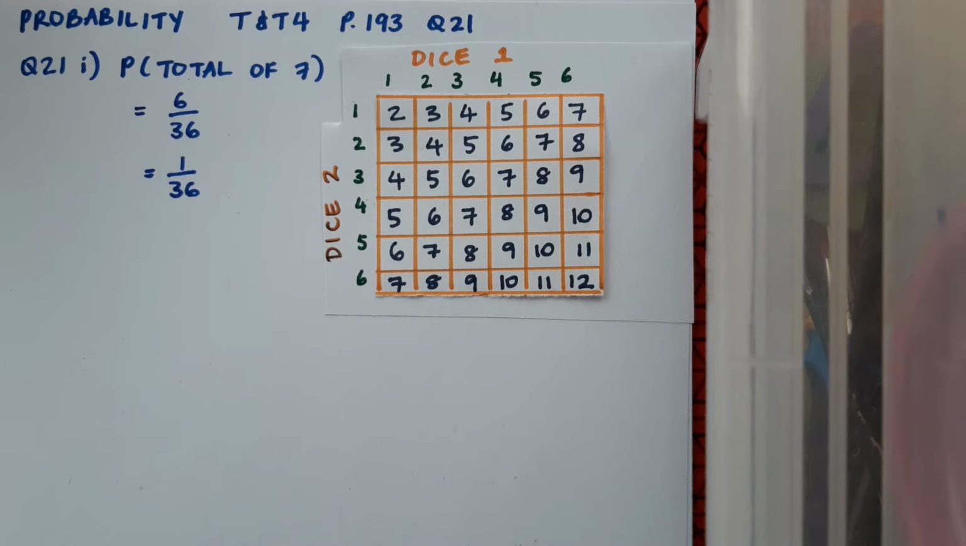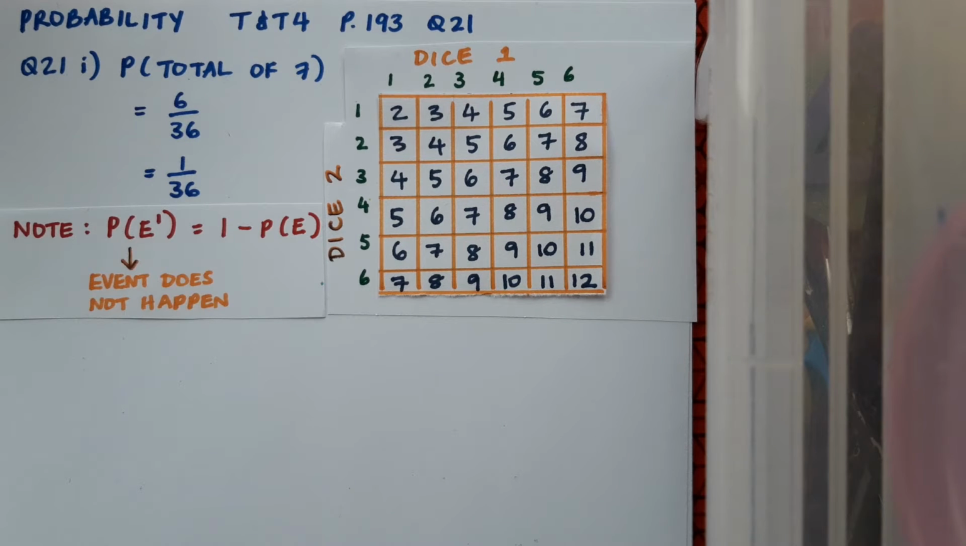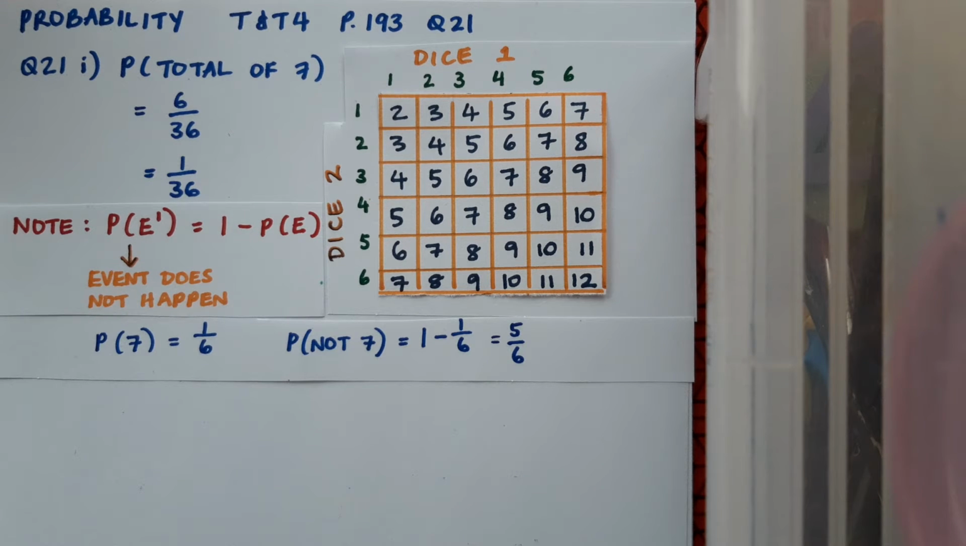It's useful to note at this stage that the probability of E complement is equal to 1 minus the probability of E. So the probability of E complement just stands for the probability of the event not happening. So the chances that something doesn't happen is 1 minus the probability that it does happen. And this will be useful in part 2 of the question, where we'll be looking at situations where we roll 7s or don't roll 7s. So let's just note that the probability of getting a 7 is 1 in 6, and the probability of not getting 7 is simply 1 minus 1 over 6, which is 5 over 6. And knowing this sets us up well for part 2.